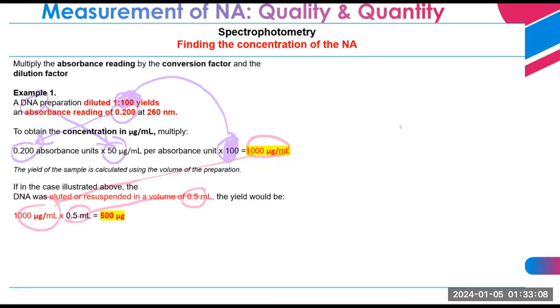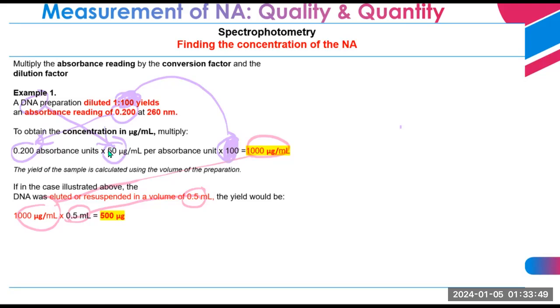So how can we find the concentration of the nucleic acid, whether it's an RNA or DNA? It's easy. We'll just multiply the absorbance reading by the conversion factor and the dilution factor. For example, a DNA preparation diluted 1:100 yields an absorbance reading of 0.200 at 260 nm. How can we obtain the concentration in µg per ml? Multiply the absorbance reading, this one, by the conversion factor.